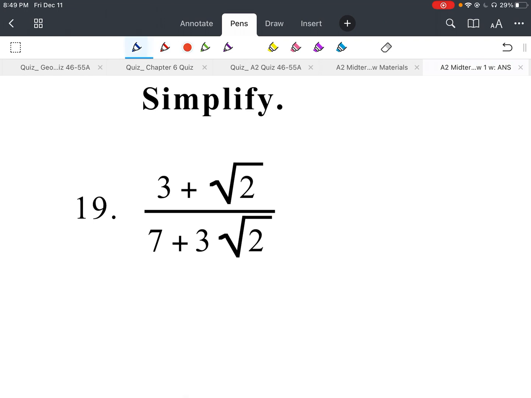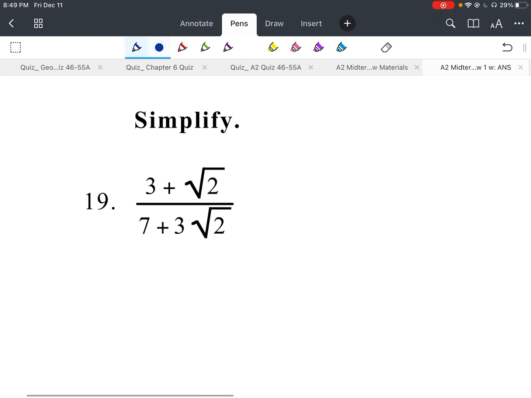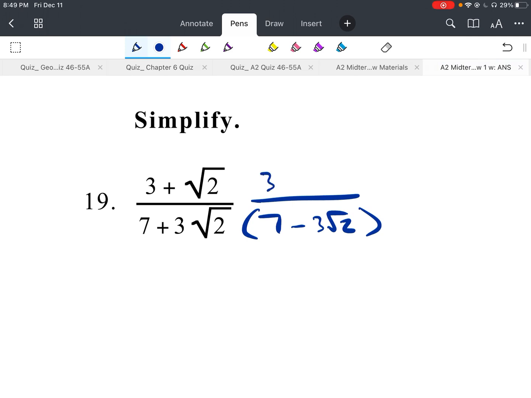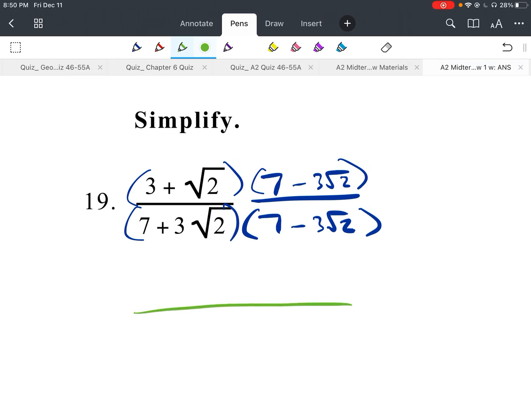Number 19, pretty simple. We just need to use the conjugate. So the conjugate is going to be 7 minus 3 radical 2. And if you do it on the bottom, you get to do it on the top as well. Now it's just a matter of how good you are at FOIL. For the bottom, you don't need the outer and inner from FOIL. Just do the first and the last because outer and inner will cancel each other out. Save some time.